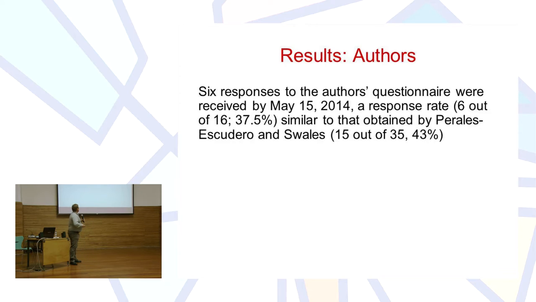Okay, results. I received responses from the 16 authors that I wrote to asking for their cooperation. Remember, these are the 16 articles whose abstracts contained at least three instances of different types of error. I received six responses. So that response rate was 37.5%, which was actually quite similar to the rate of response that Perales Escudero and Swales obtained from theirs. So we can extract some conclusions based on those responses.